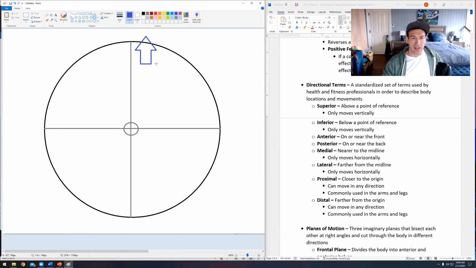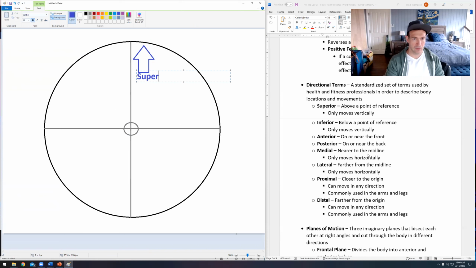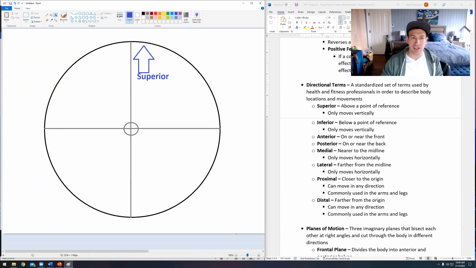So anything going this way, we're going to consider that superior, right? And then anything going this way down below it, we're going to call that inferior. So everything above the line is superior and everything below the line is inferior, in general.